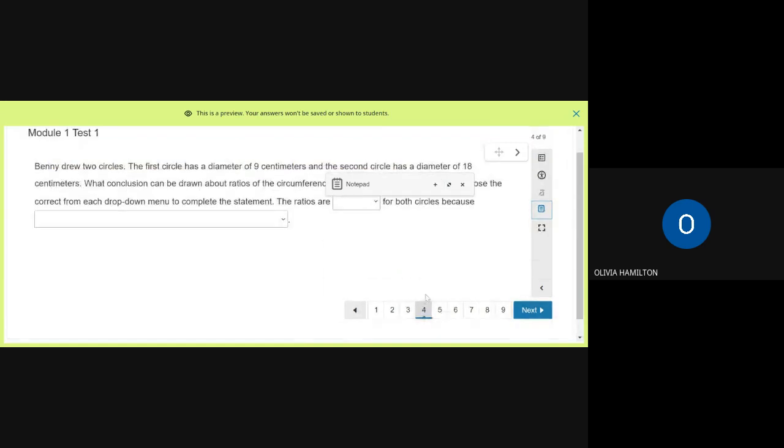All right, number 4. Move my notepad. As I've said before, it's not letting me show drop downs for some reason. I don't know why. So let's see what's going on.